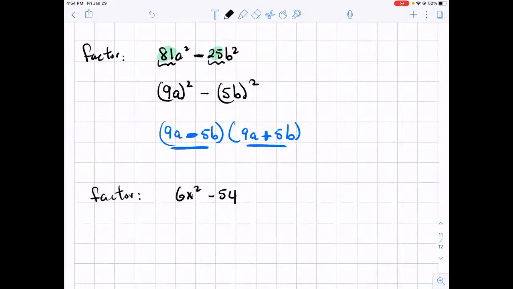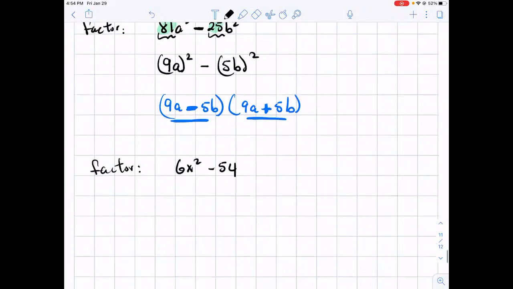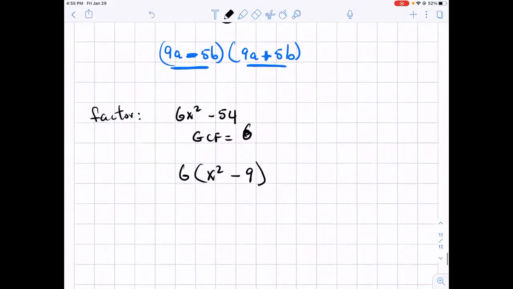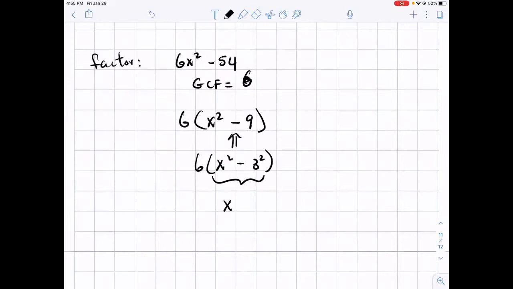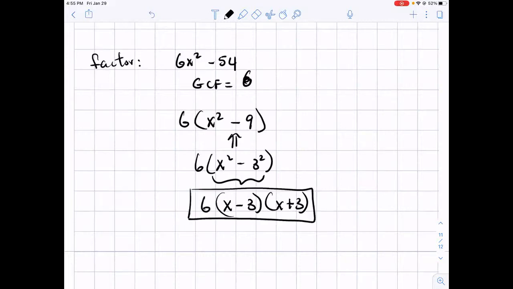So if you look here carefully, remember, always remember, first step is to look for GCF. We do have a GCF here, and the GCF is 6. So if you take out a 6, you have x squared minus 9. And then this here is difference of squares, so this is x squared minus 3 squared. And now this, we can apply the formula: x minus 3 times x plus 3. Don't forget to bring down the 6.